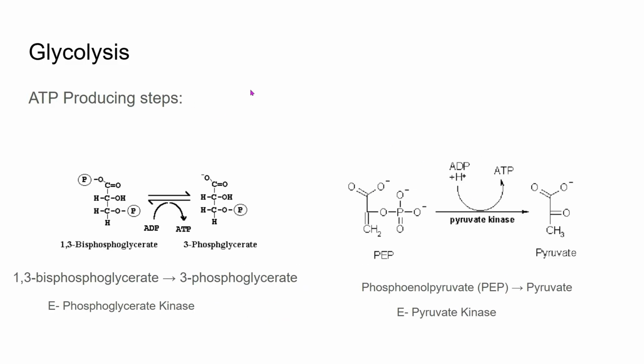And next we have the ATP producing steps, and there are two of those. That would be 1,3-bisphosphoglycerate to 3-phosphoglycerate. This is catalyzed by phosphoglycerate kinase. As you can see here, we have dephosphorylation of 1,3-bisphosphoglycerate and dephosphorylation of phosphoenolpyruvate.